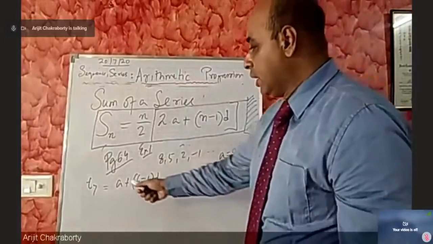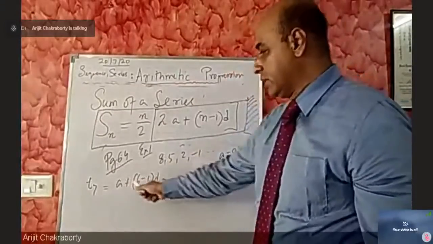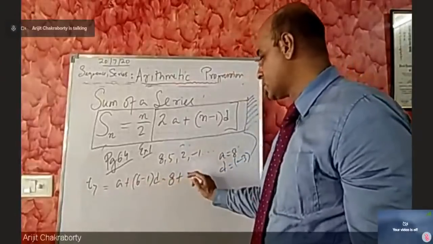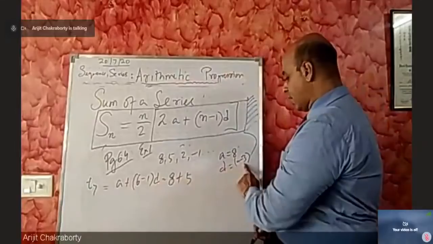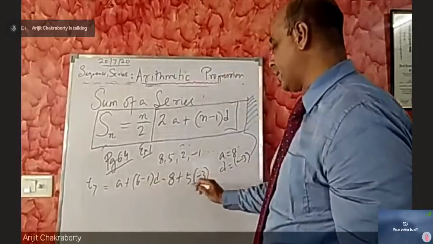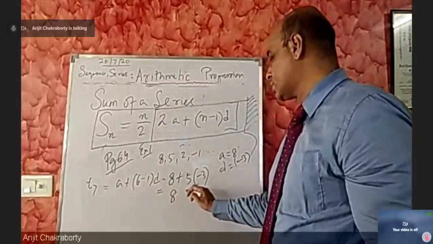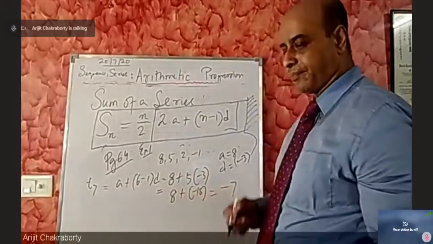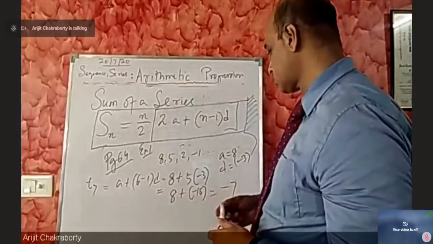Therefore, A plus 6 minus 1 into D. A is 8, so I write 8 here, plus 6 minus 1 is 5, and D is minus 3. So 5 into minus 3. It becomes 8 plus minus 15. So this is minus 7. Let's check.